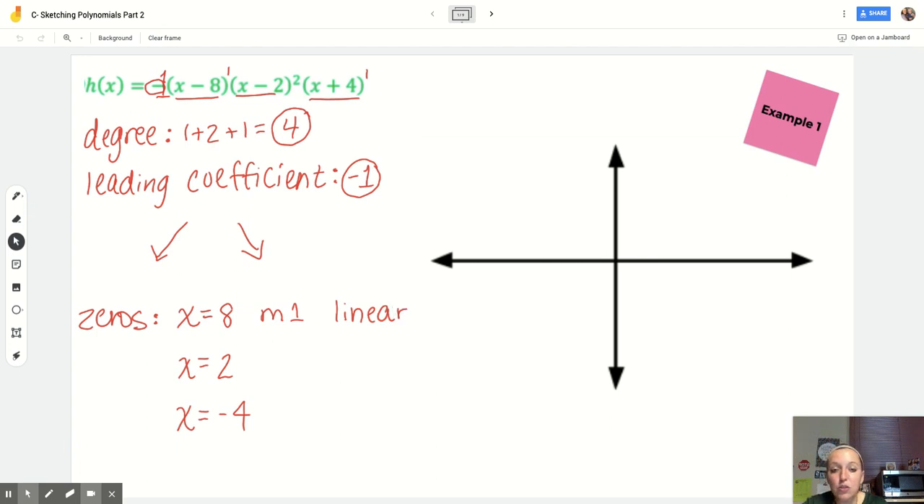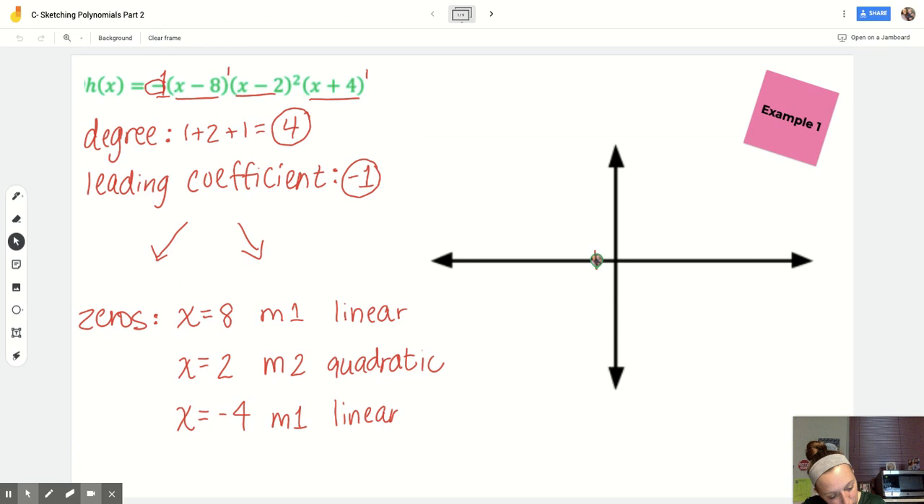X minus 2 has an exponent of 2. So that's a multiplicity of 2. That's going to have a parabola shape. It's going to just touch like a parabola at that value. And then x minus 4 has an exponent of 1, so that's a multiplicity of 1. That's going to be linear.